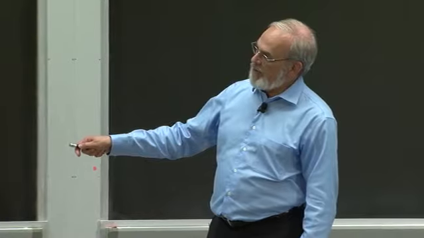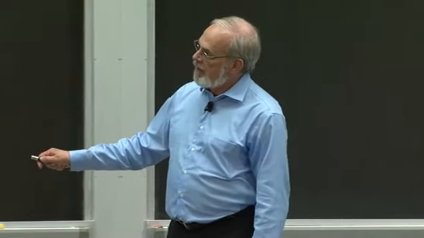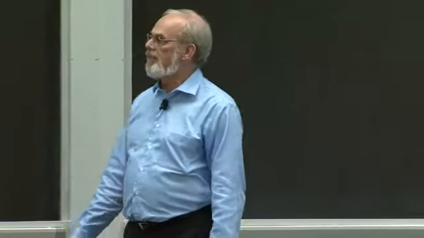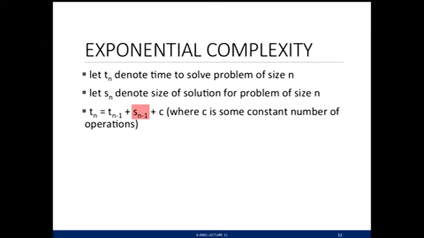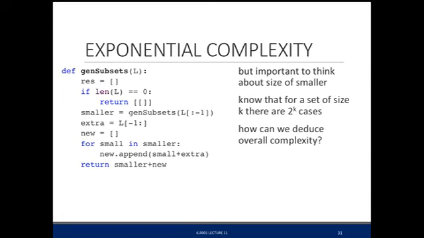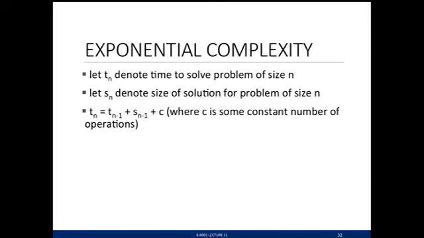The amount of time it takes me to solve the problem of size n is the amount of time it takes me to solve the slightly smaller problem, that's the recursive call to gen subsets, plus the amount of time it takes me to run over that loop, looking at everything in smaller and adding in a new version, plus some constant c, which is just the number of constant operations, the constant steps inside that loop. Again, if I go back to it, t sub n is the cost here, t sub n minus 1 is the cost there, s sub n is the size of this, and then I got 1, 2, 3, 4, 5 constant steps. So c is probably 5 in this case.